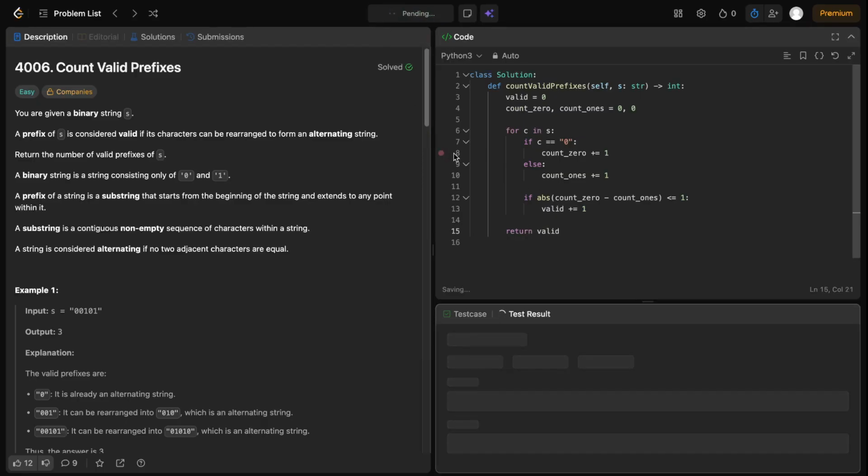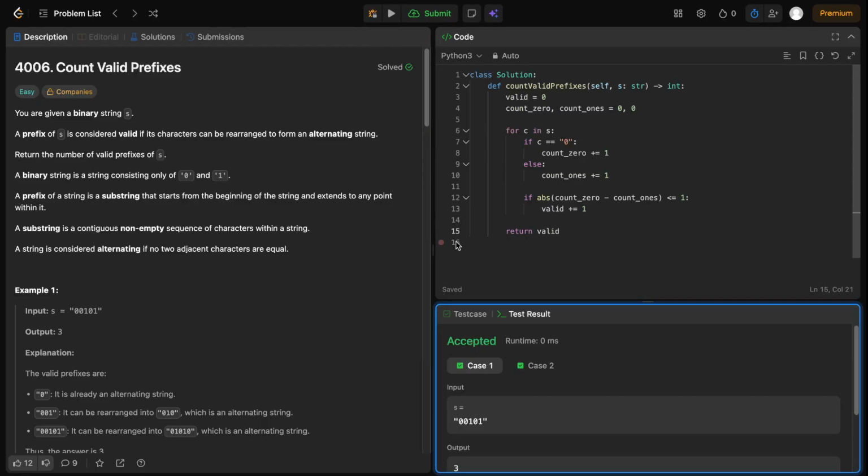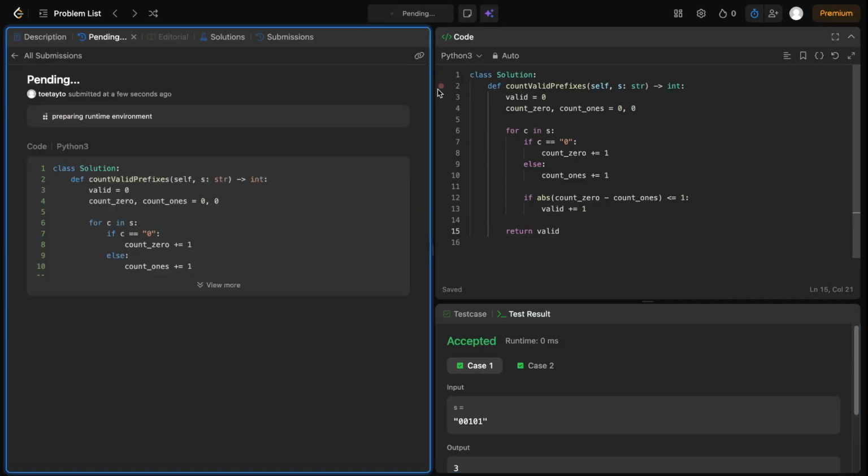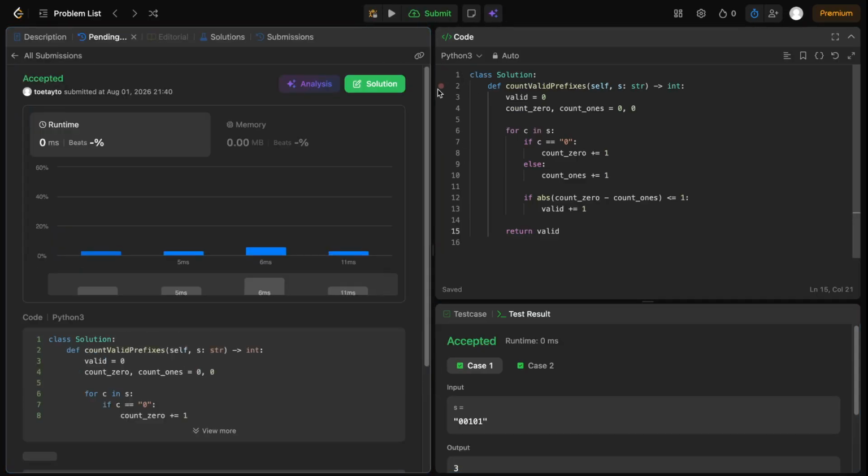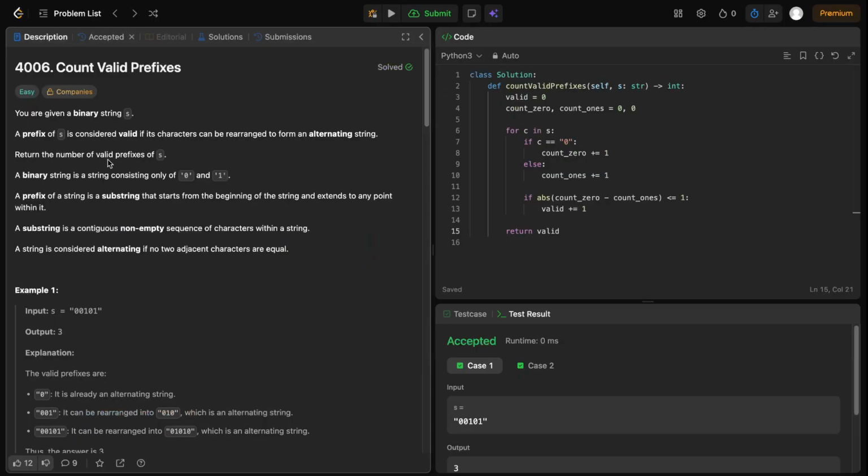Assuming I haven't made any mistakes, yep. And if I click submit, that should be accepted. And that is the solution to Leetcode 4006.